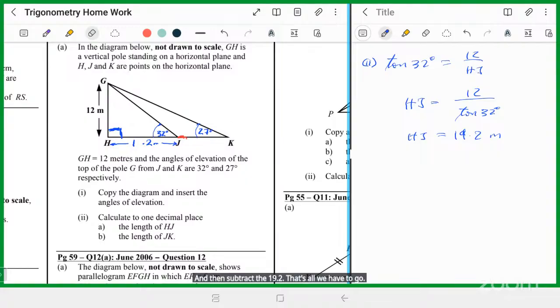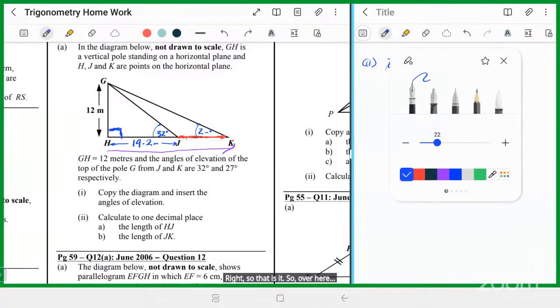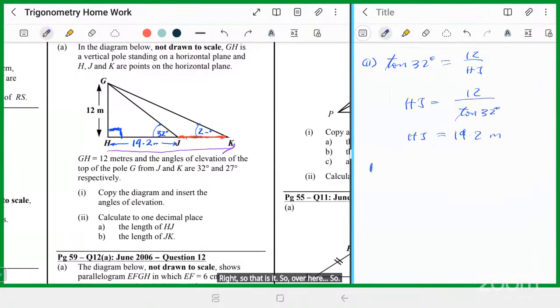Alright? Find the full length across here, HK, and subtract the 19.2. How do you find the full length across here? We work on the big triangle. So that is it. Let's do it over here. So for part D, we'll draw the triangle for you. We're going to be working on the big triangle.